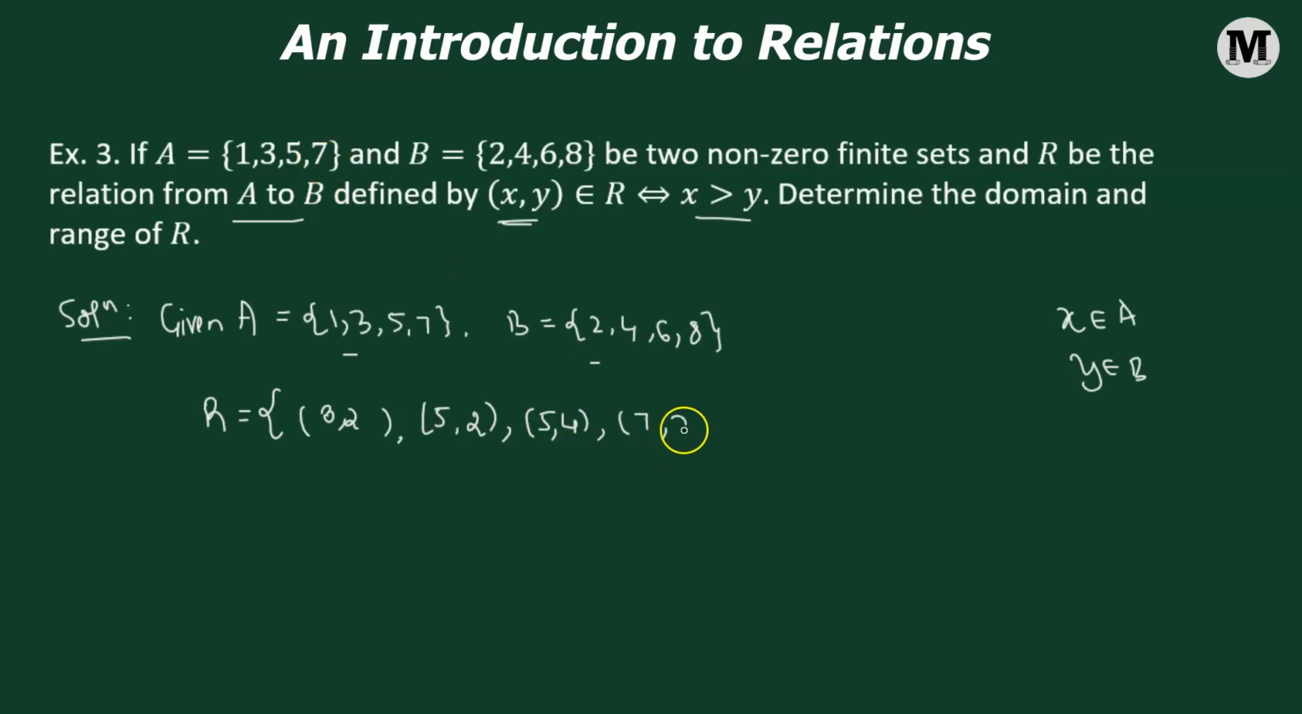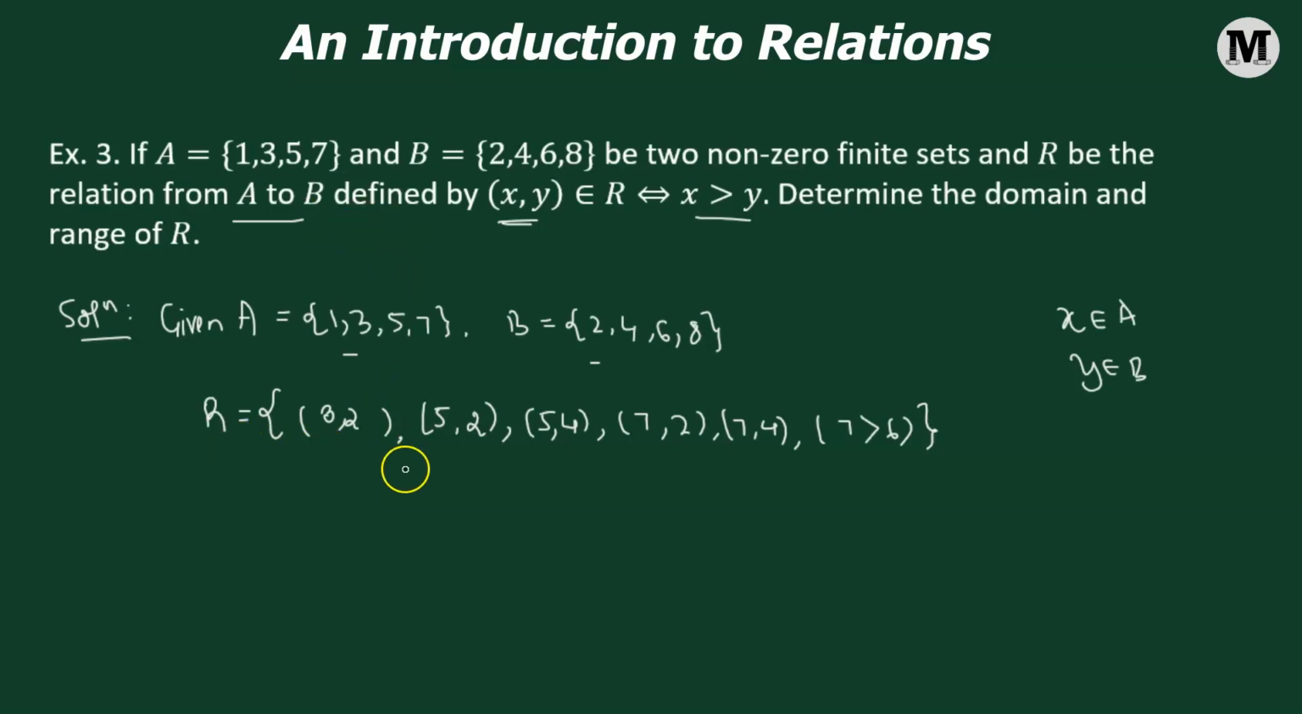So here 7 is less than 2, 7 is less than 4, and then we have 7 is greater than 2, 7 is greater than 4, and then we have 7 being greater than 6. Okay, so these are all the ordered pairs that belong to the relation R going from A to B.